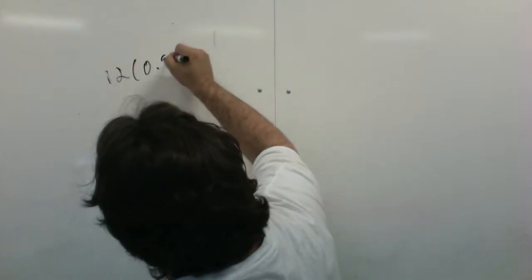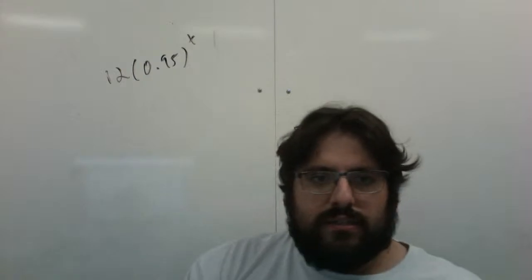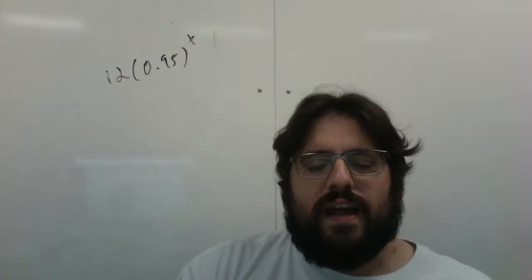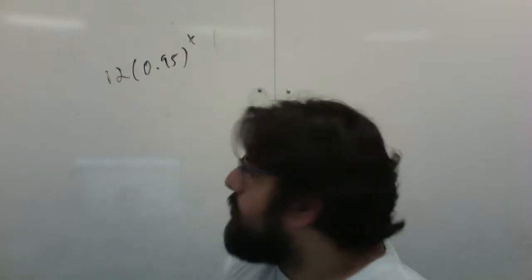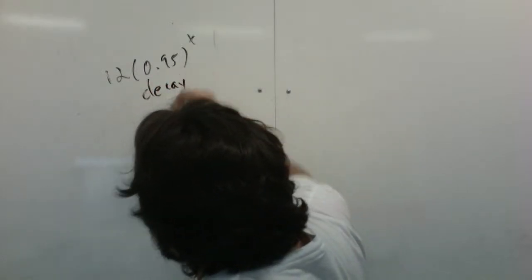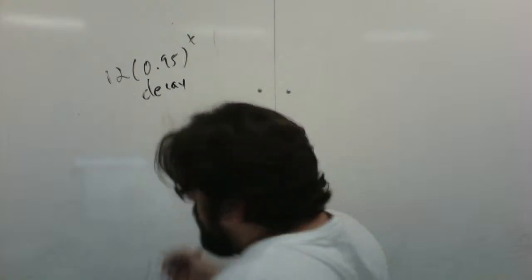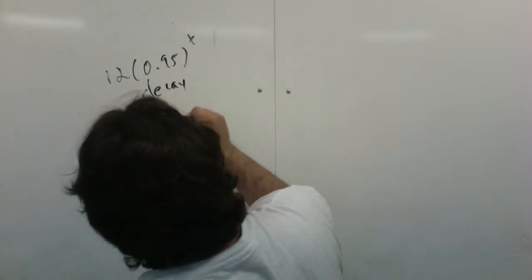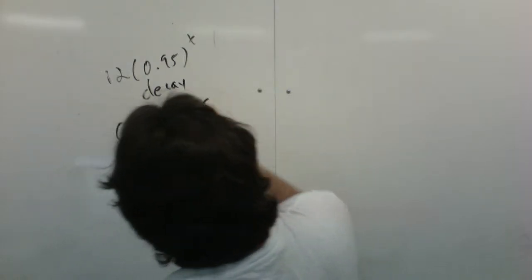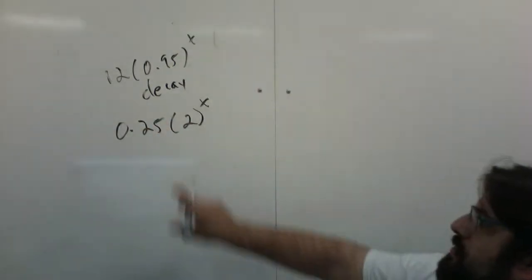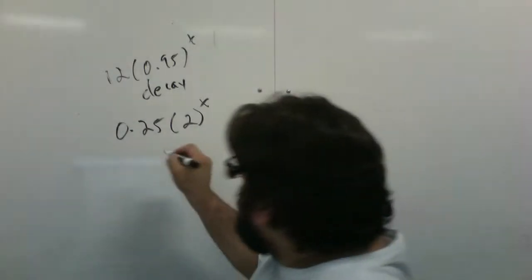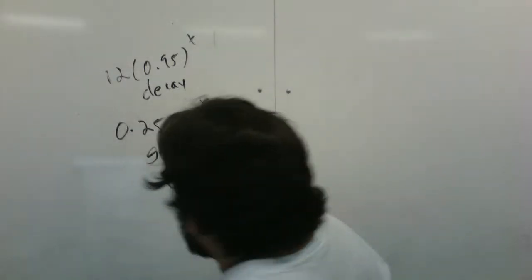For example, 12 times 0.95 to the x. My base, my value of b, is 0.95. That's what's being raised to that exponent of x. And it's between 0 and 1, so that's going to show exponential decay. Or if I have this time the decimal is on the outside, it's not the base of the exponential function. 2 is. That shows exponential growth, right?